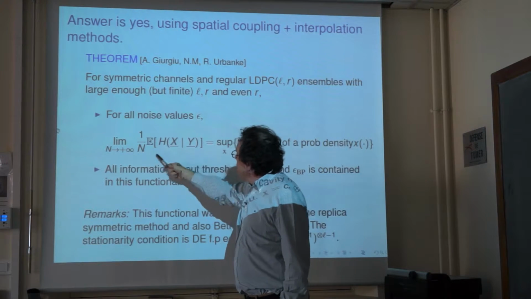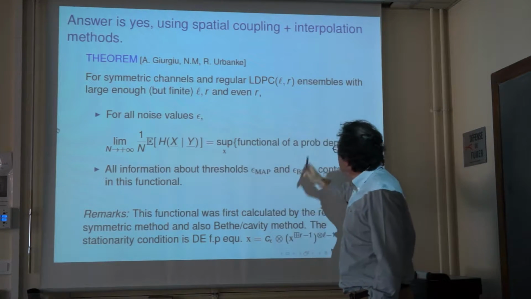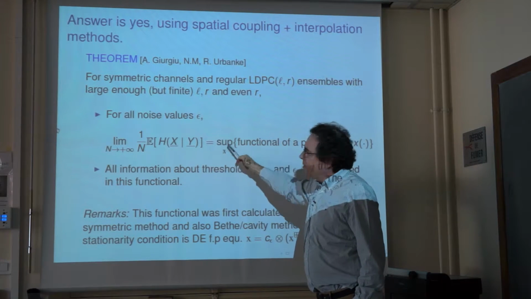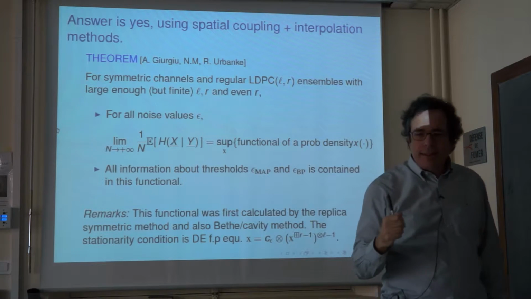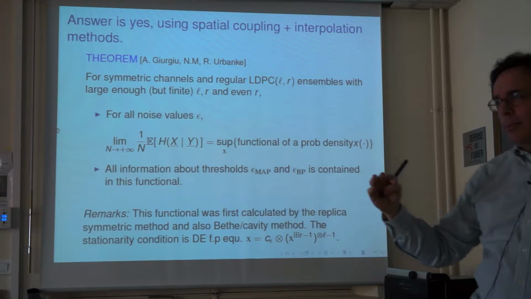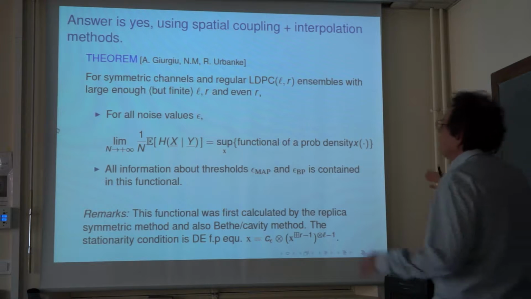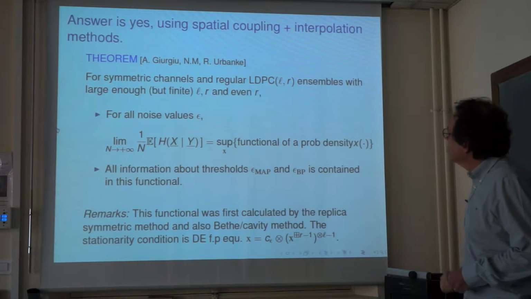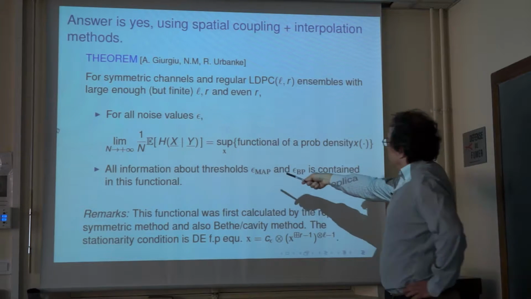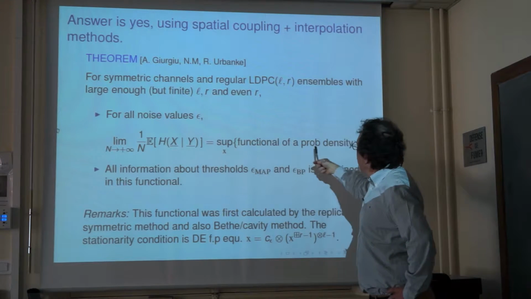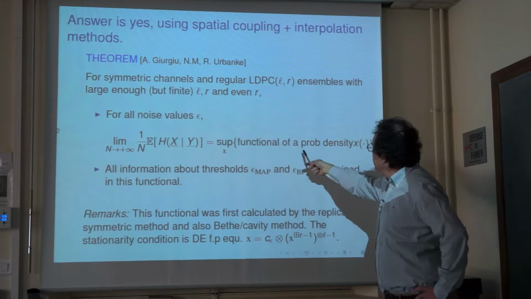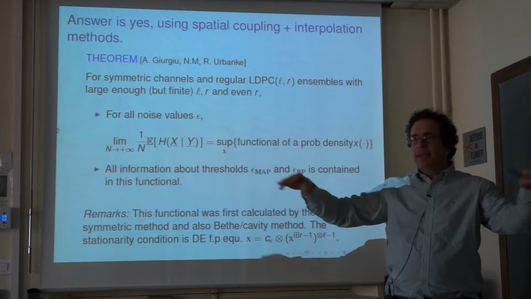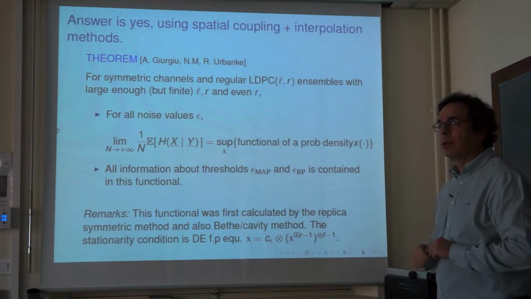You can compute this function, and the result is given by the supremum over a space of probability densities that are defined on the real line. So this is what you might call a one-letter characterization for this conditional entropy. You have to compute the supremum of some kind of functional. It's a functional of probability densities that sit on the real line. Okay?